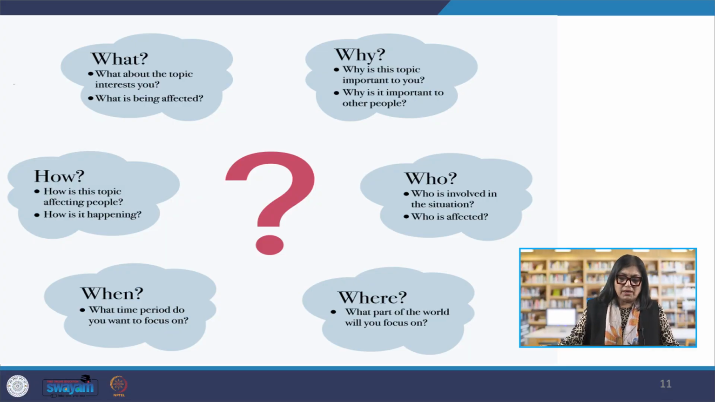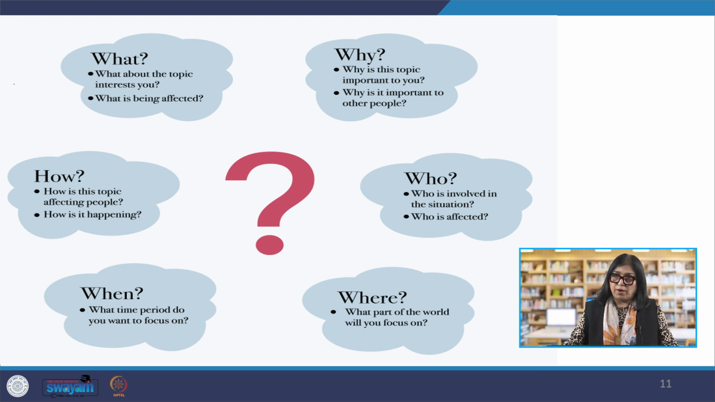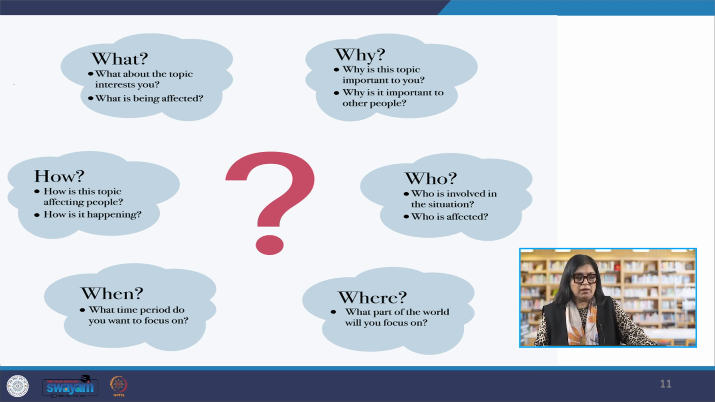What about the topic interests you? What is being affected? Why? Why is this topic important to you? Why is it important to other people? Who? Who is involved in the situation? Who is affected? Where? What part of the world will you focus on? When? What time period do you want to focus on? How? How is this topic affecting people and how is it happening?